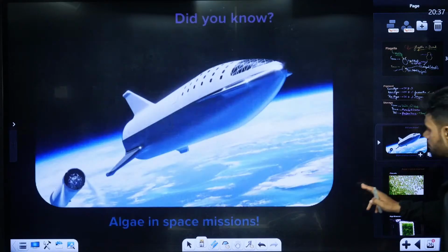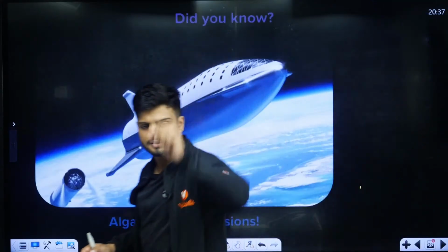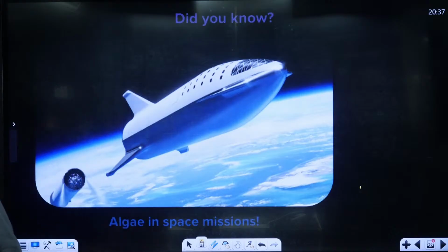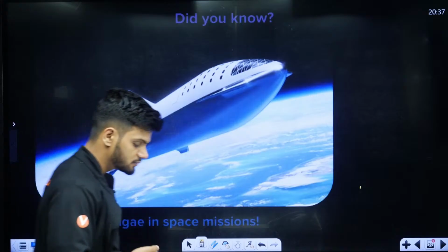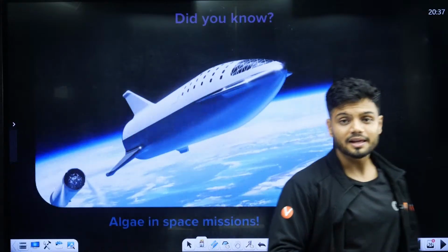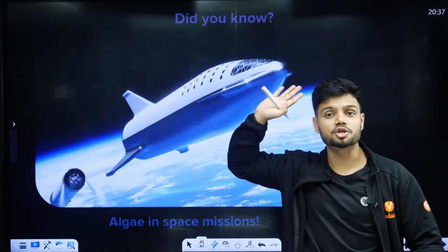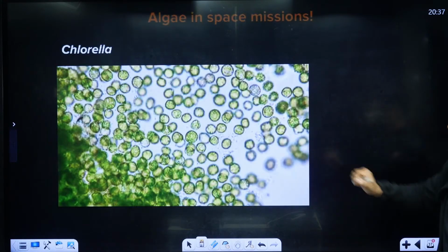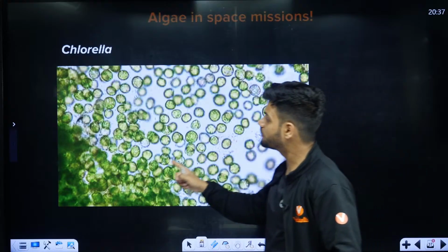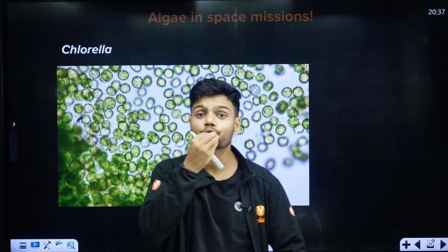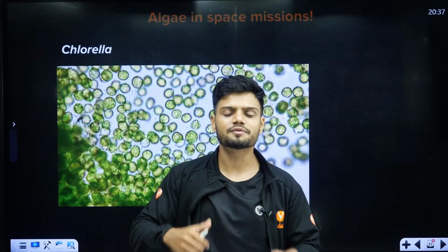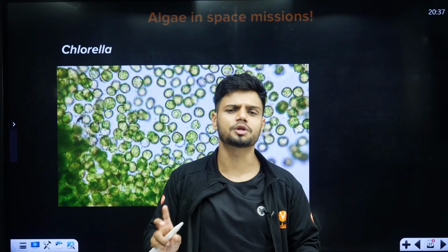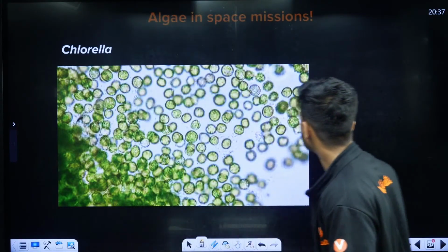Now, students, do you know algae has gone to space? Students, how many of you knew algae has gone to space? Anyone? Do you know algae space में भी गया है? Algae in space mission. Yes, that is called chlorella, students. Chlorella is an algae which has been taken to space for food, because it is very rich in nutrition.